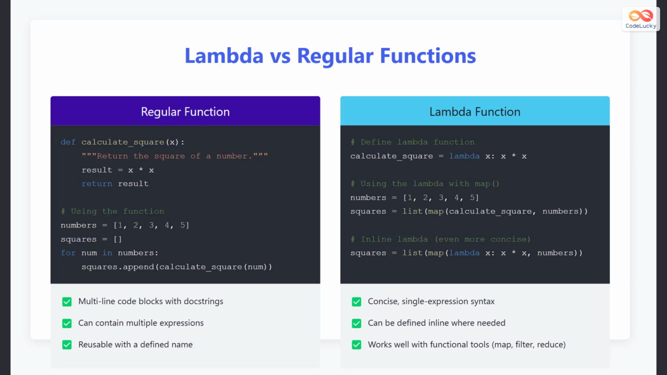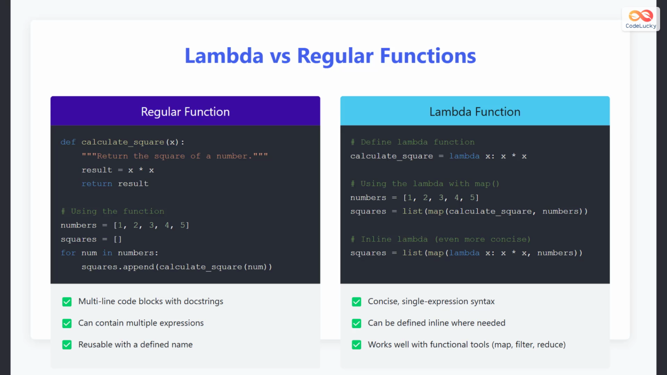Let's compare lambda functions with regular functions defined using the def keyword. On one hand, we have a regular function that calculates the square of a number. You start by defining a function called calculateSquare using the def keyword, which takes x as an argument. Inside the function, you calculate x times x and store it in a variable named result, then you return the result. The code shows how to use this function to calculate squares of numbers.